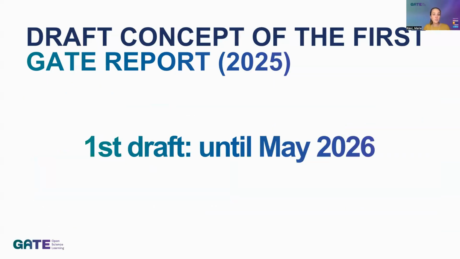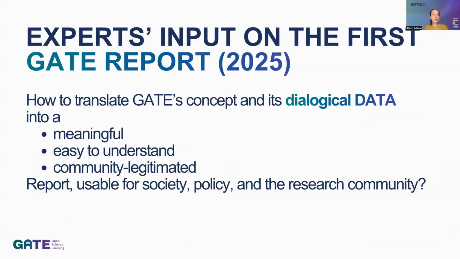We aim to have the first draft until May. And with you as the experts, we would like to discuss how we could translate the concept of GATE and the dialogical data, and Annika will explain this term in more detail later. How can we translate it into a meaningful, understandable, and community-legitimated report that is useful for society, for policy, and for the research community?